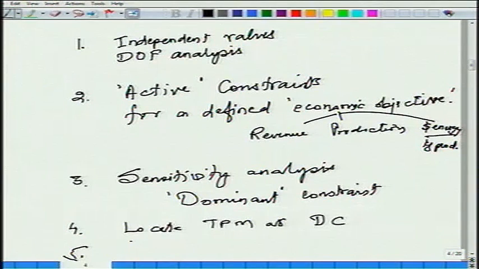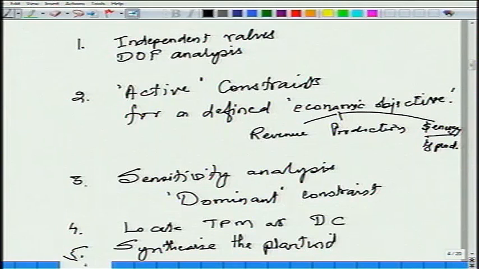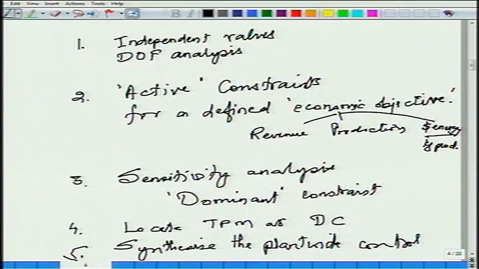After that, you just have to synthesize the control system. This is a first iteration. I have done a few examples. This is what I have come up with. This will now be further refined.